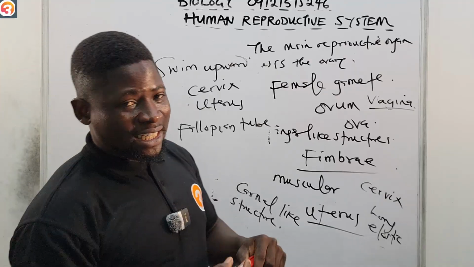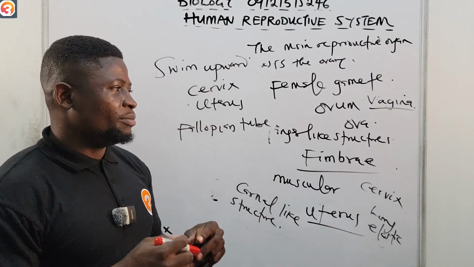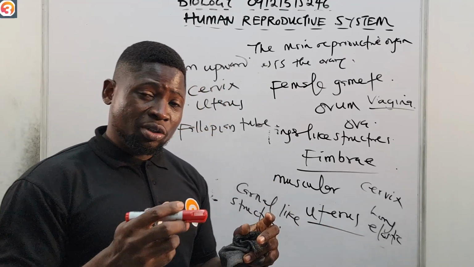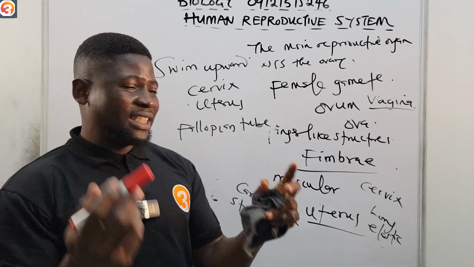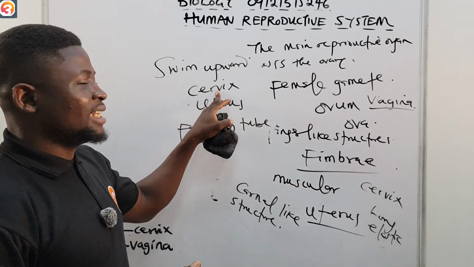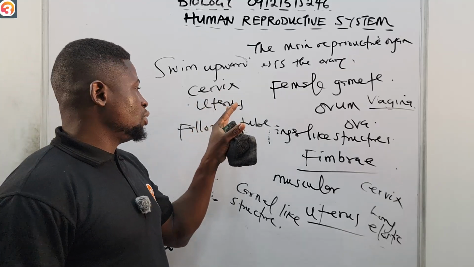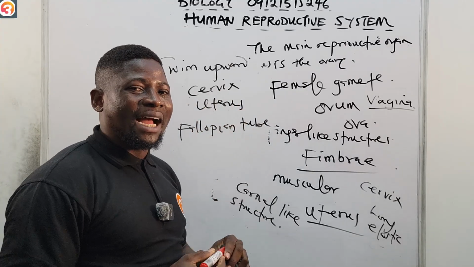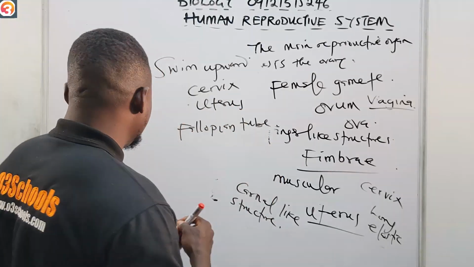So when a sperm is ejaculated, it is introduced into the female body through the what? Through the vagina. Okay, so from the vagina, what happens is that the sperm will swim upwards through the cervix to the uterus. From the uterus to the what? To the fallopian tube.